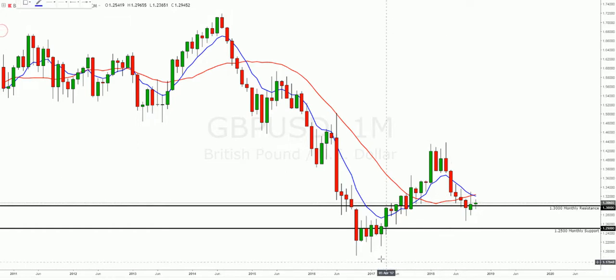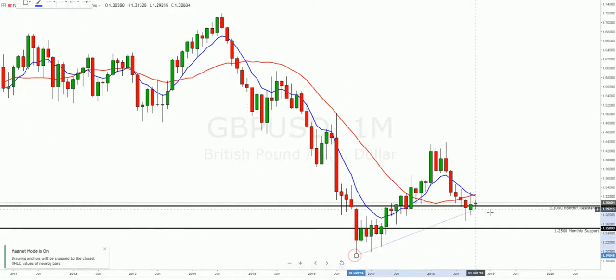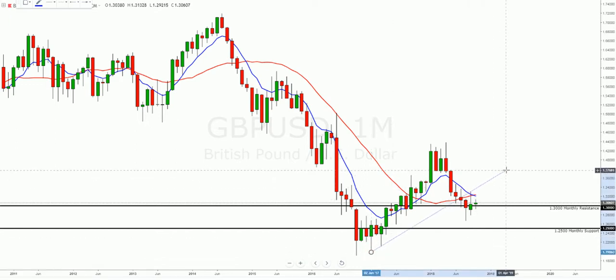But if we look at plotting a trend line on here, looking at something like this, this trend line has already been broken. That retest last month, perfect retest. So we are looking like we've got the potential for downside, but that's just on the monthly time frame.